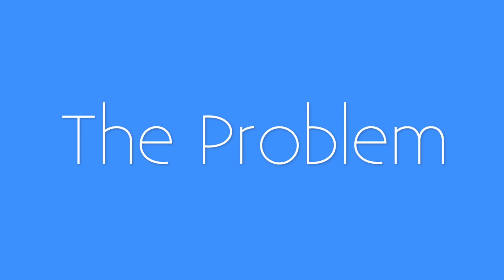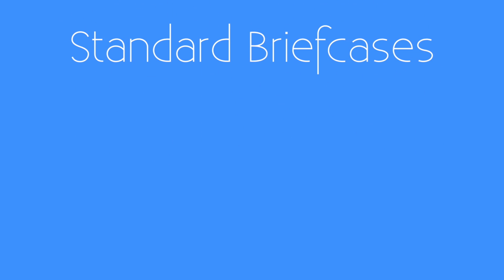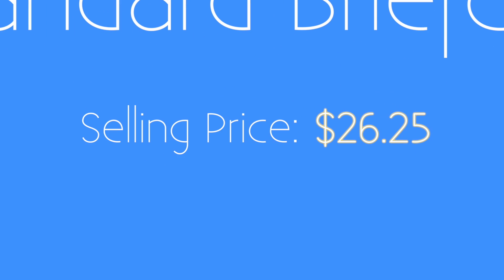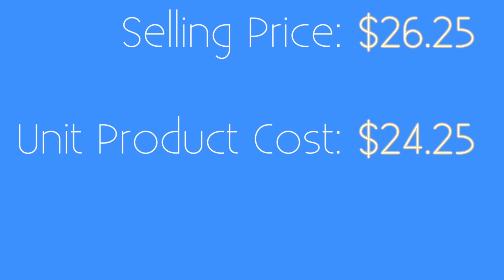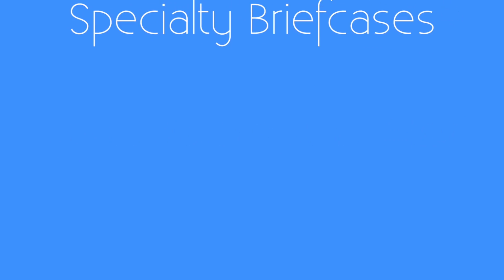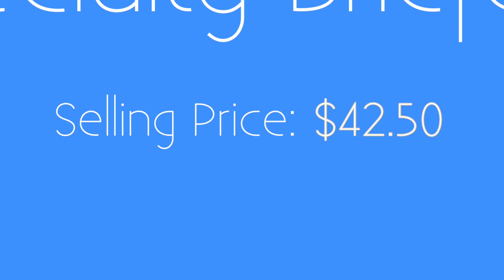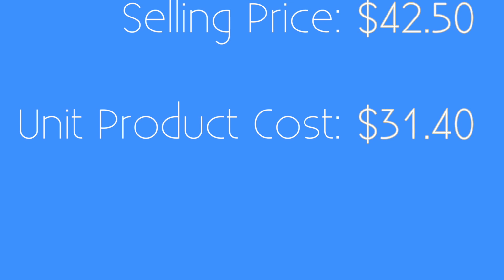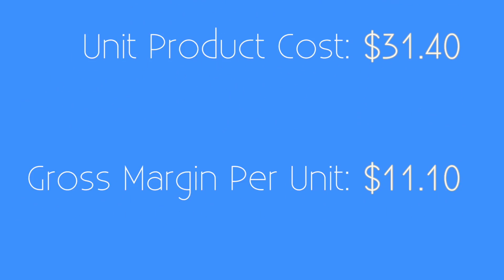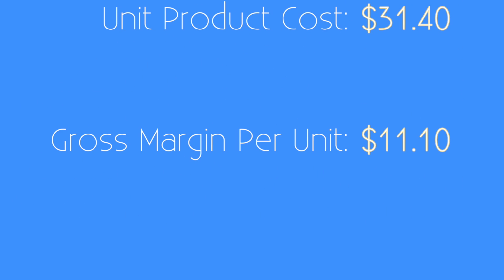First Line Cases produces both standard and specialty briefcases. The standard briefcases sell at $26.25 per unit. They cost $24.25 to produce, meaning that each unit grosses $2 in revenue. The specialty briefcases are sold at $42.50 per unit. They cost $31.40 to produce, meaning that each unit grosses $11.10 in revenue.